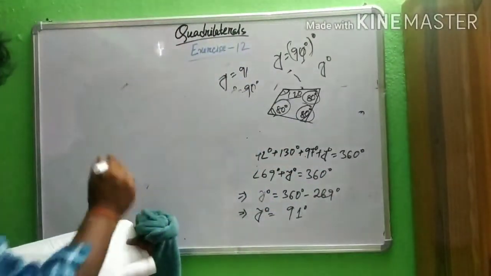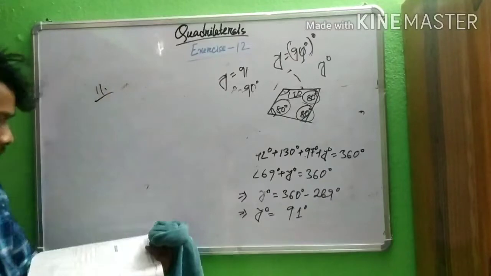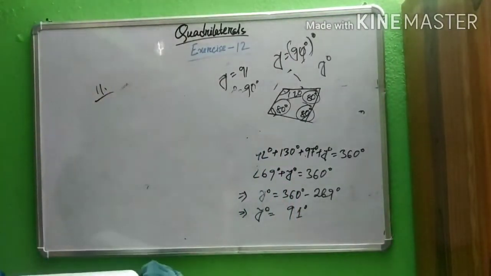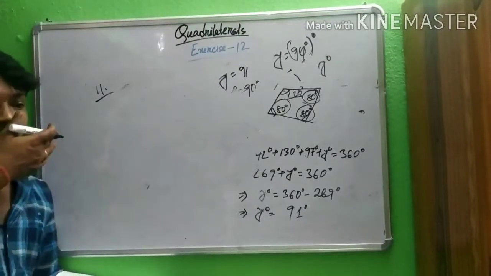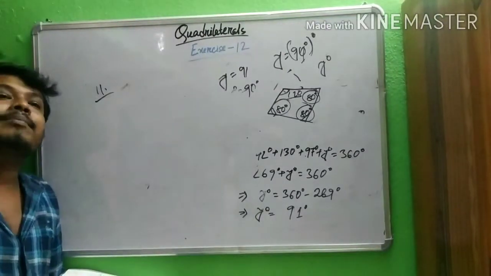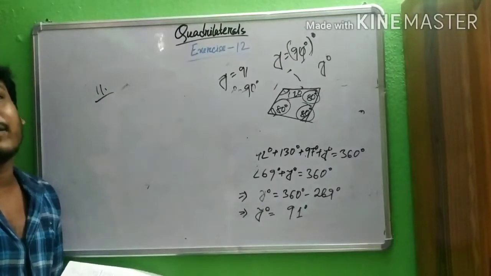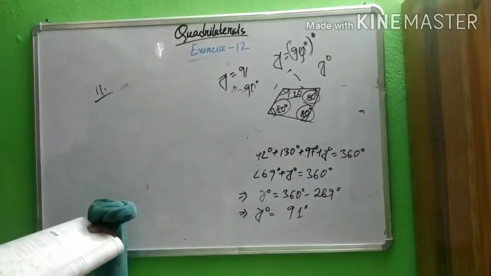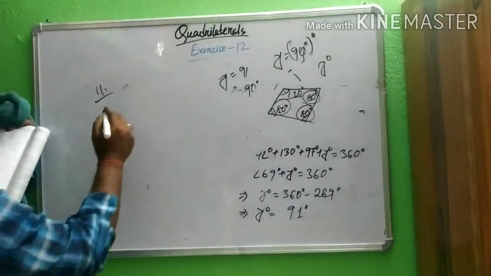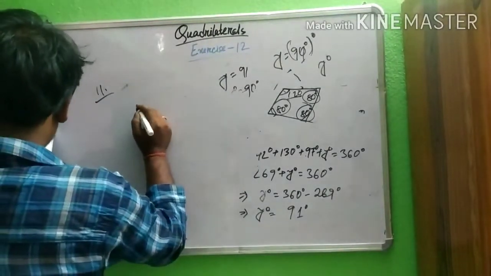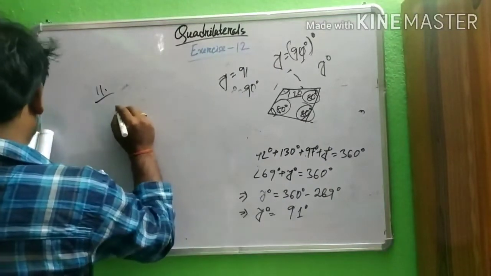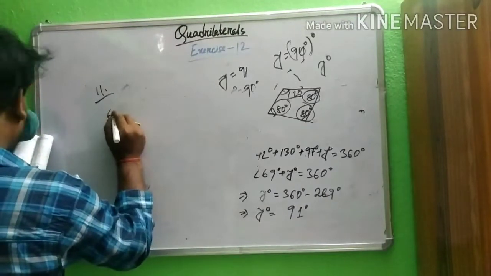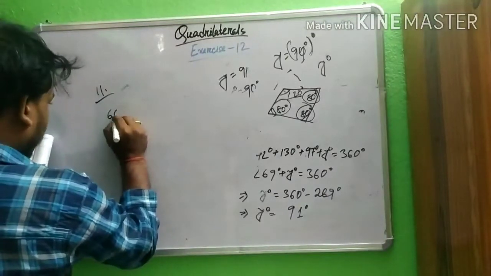Now question 11 is very easy. Here we use the second angle sum property: the sum of all exterior angles is also 360 degrees. So here 4 exterior angles are given. Here also is the same mistake, 66. So the sum of all exterior angles is 360 degrees.